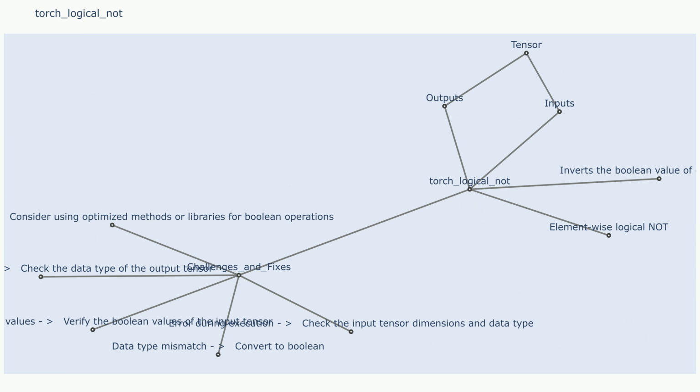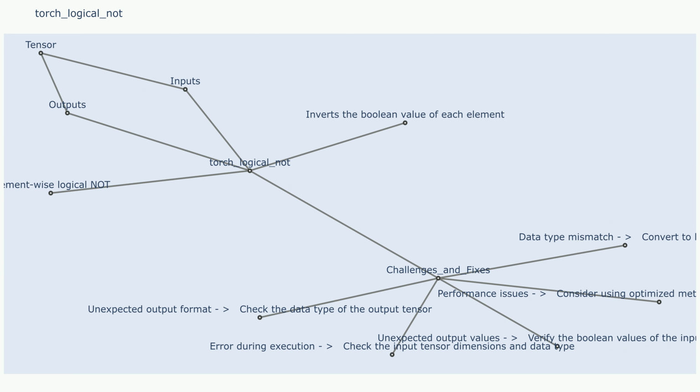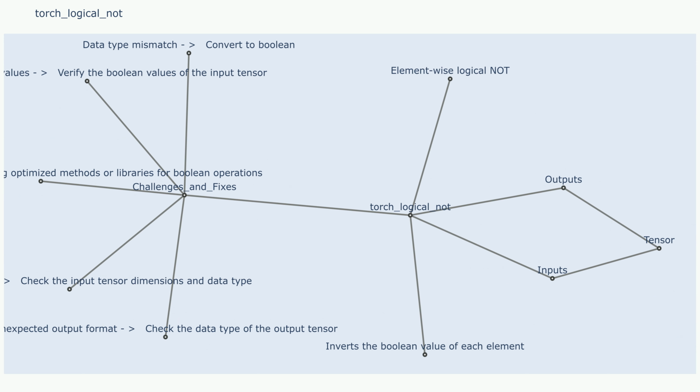Outputs. Output 1: out, a tensor of the same shape and data type as the input tensor. It contains the result of the logical not operation. Each element in out is the inverse of the corresponding element in the input tensor.